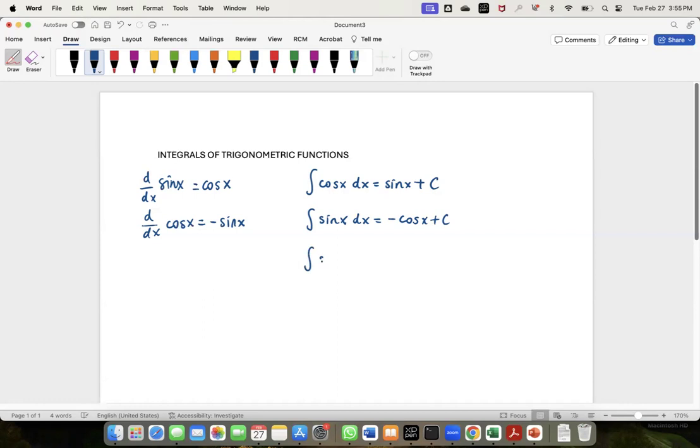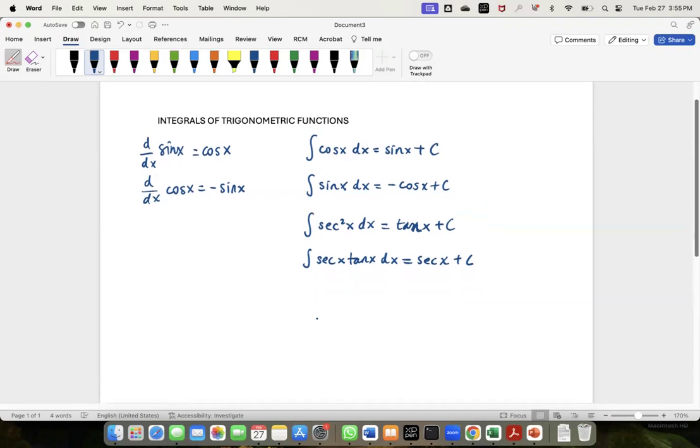You can just say, hey, antiderivative of, for example, secant squared of x dx will be simply tangent x plus c. And if you take the antiderivative of secant x tangent x dx, you will get secant x plus c. I'm going backwards. Now, derivative of tangent is secant squared, and derivative of secant is secant tangent. So I just ran it in the backward direction. So let's go into some examples.